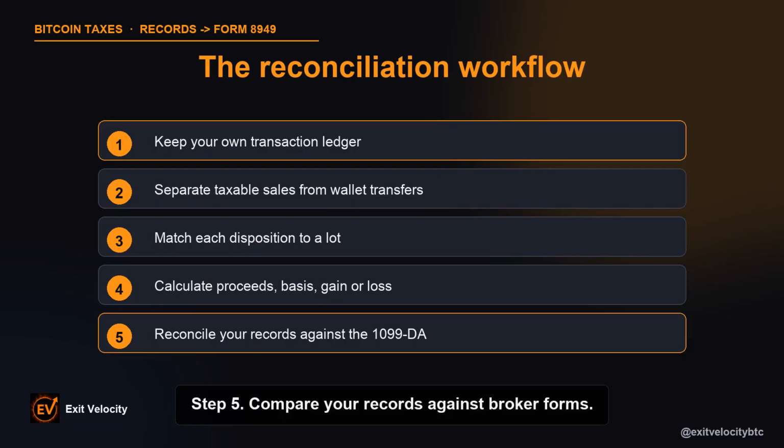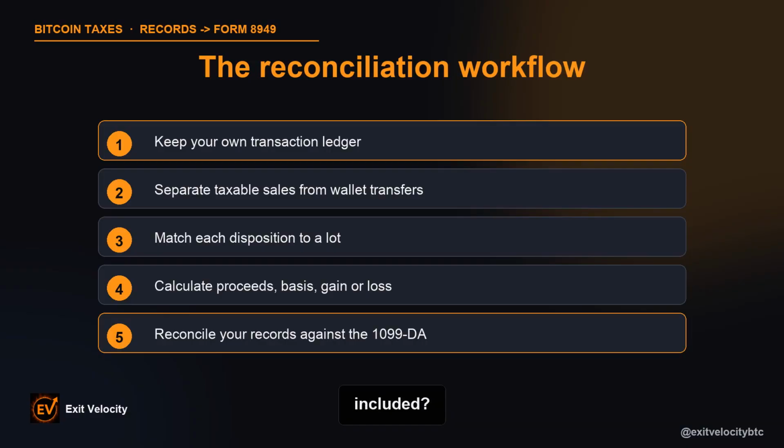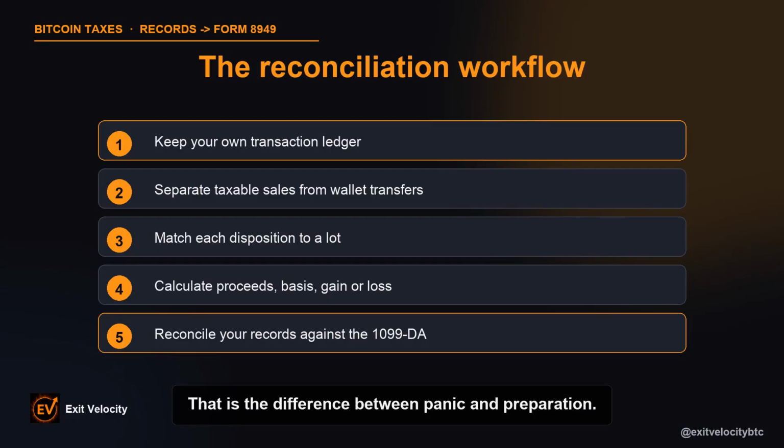Step 5. Compare your records against broker forms. When a 1099-DA arrives, do not just blindly accept or blindly reject it. Reconcile it. Does the sale date match? Does the quantity match? Do proceeds match? Is basis included? If basis is included, does it match your lot record? If basis is missing, do your records fill the gap? If something differs, can you explain why? That is the difference between panic and preparation.